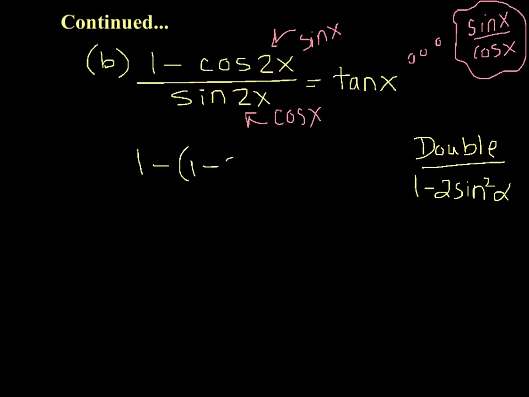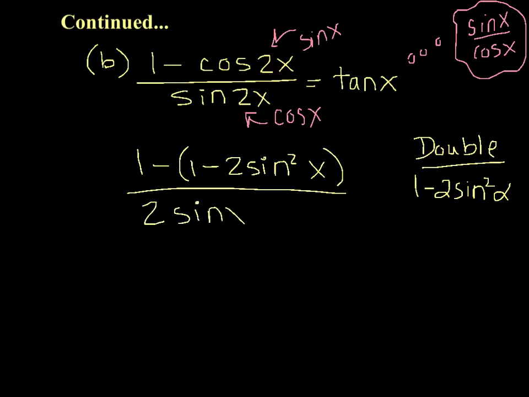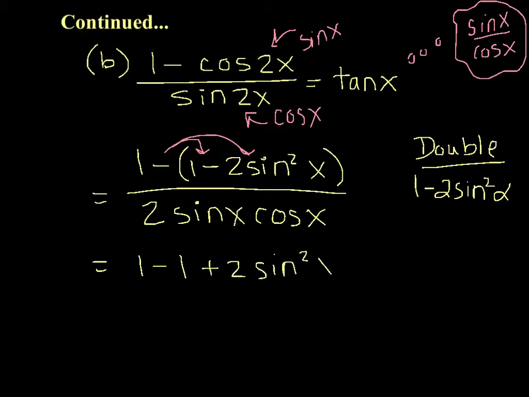So this becomes 1 minus 2 sine squared x. I'll match up the angle over, and then the bottom I'm going to use the sine double angle formula, which is 2 sine x cosine x. Now we just got to clean it up. Now we're doing algebra. So the top, I'm going to distribute this negative to each term. So it'll become 1 minus 1 plus 2 sine squared x over 2 sine x cosine x.